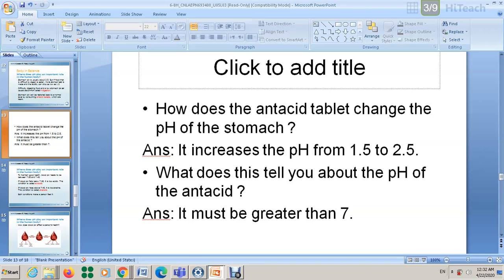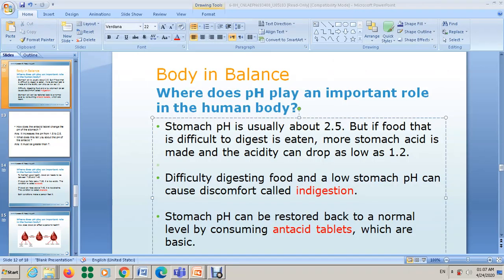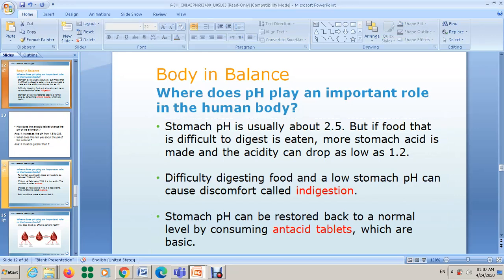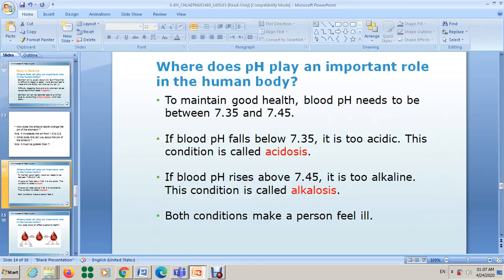Let's talk about the other part inside our body that has a specific pH, which is the blood. For our blood to be healthy, the pH should be in the normal range. What is the normal range? To keep homeostasis, your blood should have what? 7.35 to 7.45. What about if the pH is slightly less than 7.35?